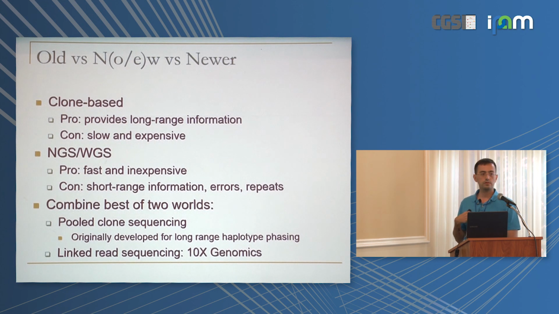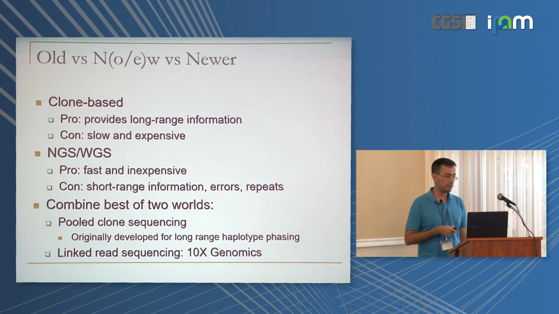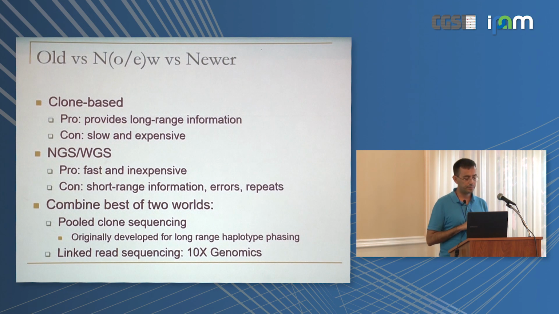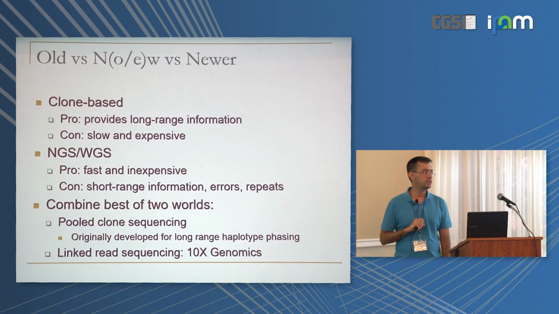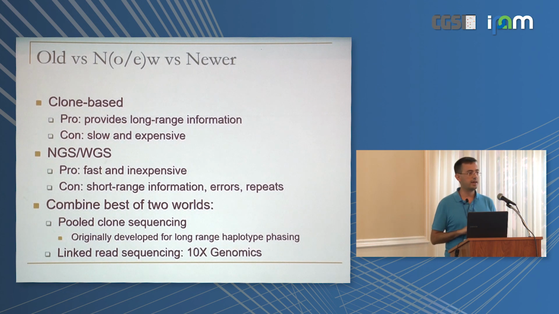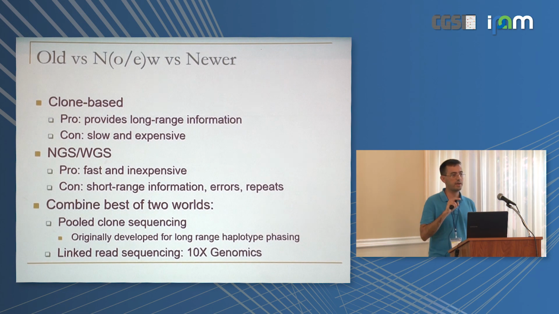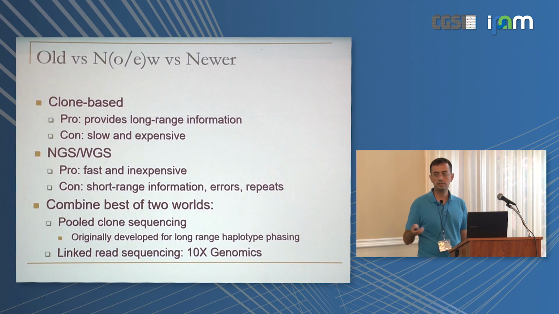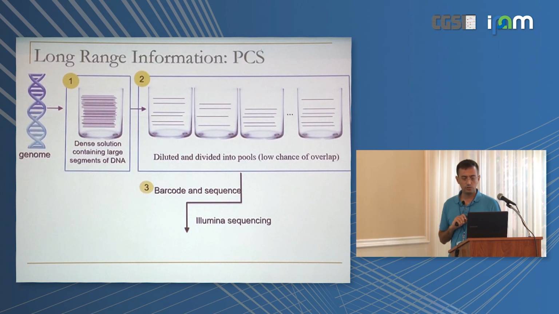We can do this using either pooled clone sequencing or linked read sequencing. Pooled clone sequencing was introduced back in 2011, originally developed for long-range haplotype phasing, but we could leverage the same data for structural variation discovery. And linked read sequencing is, again, an easier way of doing pretty much the same analysis. Just like optical mapping back in 2010 and Bionano today, this is back in 2011, and we have 10x Genomics today. So this is what we mean by long-range information.